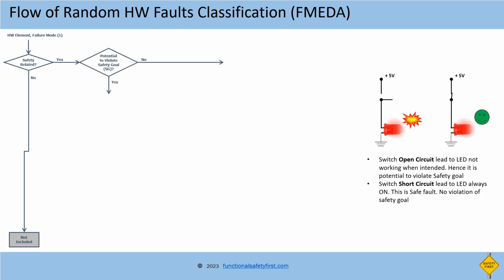Next question is potential to violate the safety goal. Let us take the switch here. The open circuit of the switch is going to violate the safety goal, as we saw in the first slide, and short circuit is a safe fault. Coming back to the question, potential to violate the safety goal: yes for open circuit and no for short circuit.